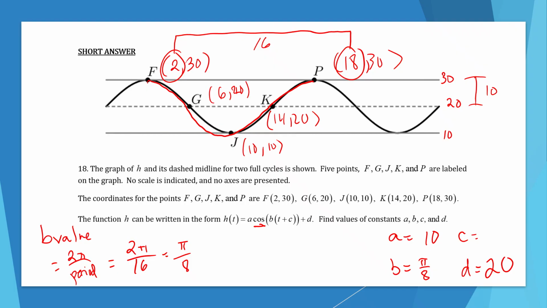So instead of 2 or 18, we should have -2 or -18. Either one would be acceptable in this case. And that should be our answer there.